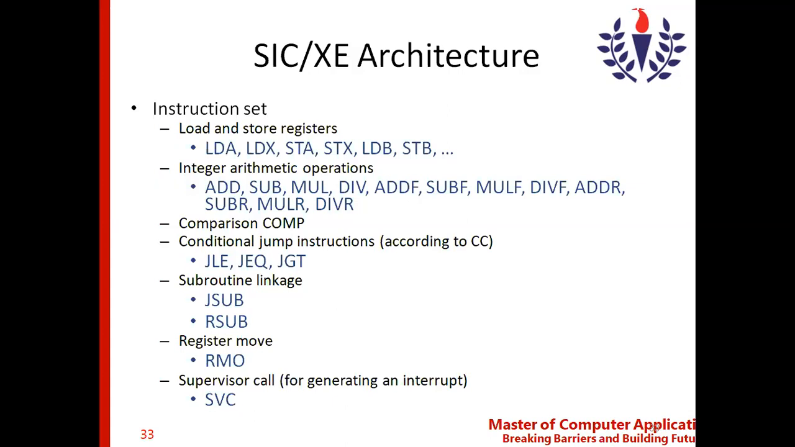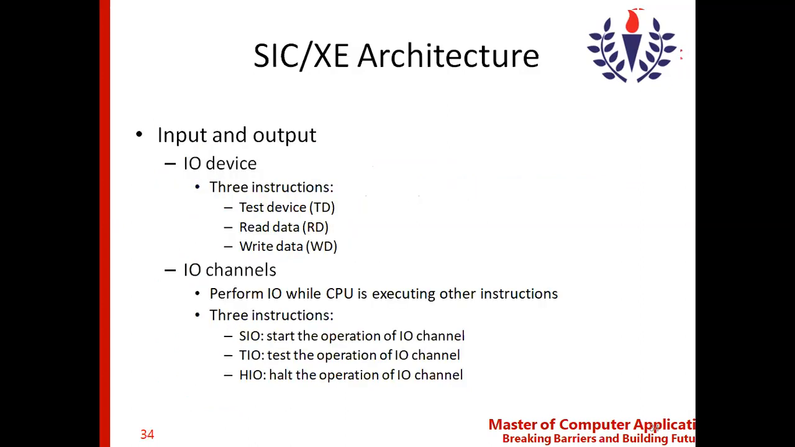That is where add or sub is used, and ADDF, which involves the floating point arithmetic operations. And we have the comparison instructions, then we have the conditional jump instructions, and the subroutine linkage, which are all similar to SIC. Apart from that, we have two more instructions, one is RMO and the other is SVC. RMO is meant for register movement, and SVC is meant for supervisor call, which is basically used to generate the interrupt. So these are the instruction set we have in the SIC/XE machine architecture.